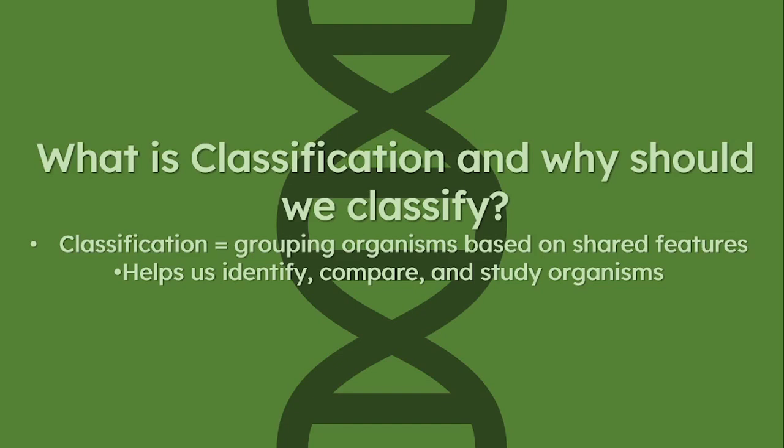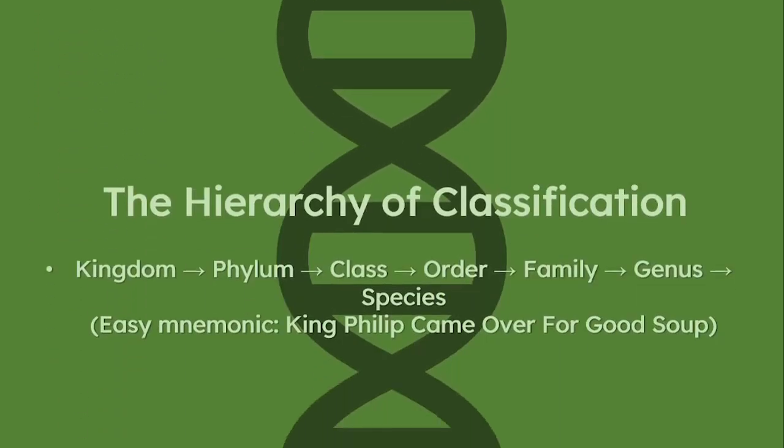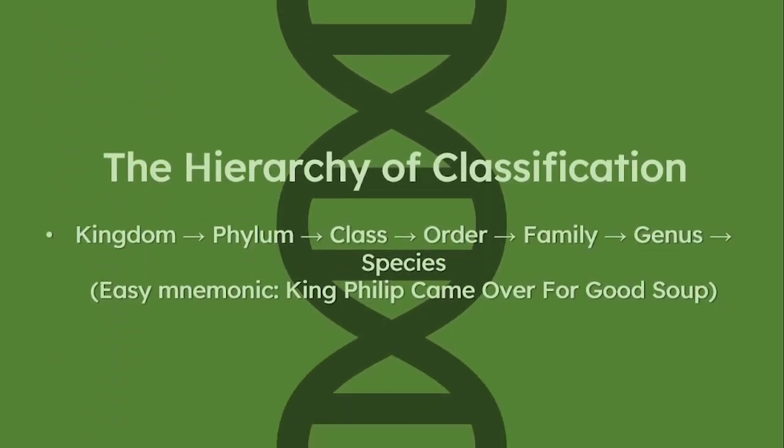We use scientific names, and the hierarchy of classification. Now, yeah, it seems really hard. Like, what? Kingdom, phylum, class, order, family, genus, species? Well, it's just a simple hierarchy. Now, the thing is, how should you remember this hierarchy? This hierarchy is here just so that it stays organized.